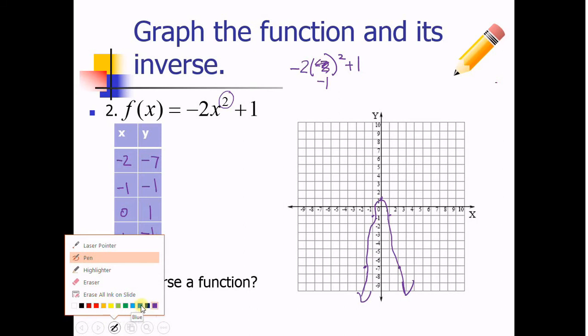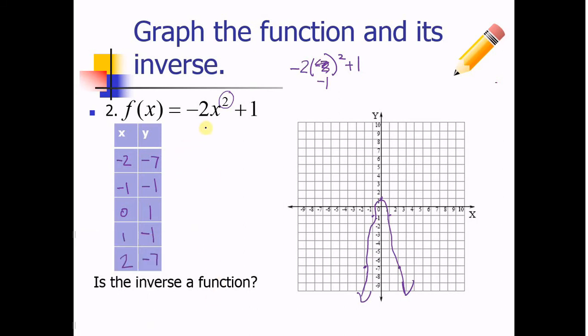Let's go dark blue this time. So now I need to do my inverse version. So, flip-flop my x and y's. -7, -2, -1, -1. It's like I didn't even flip it. 1, 0, -1, 1, -7, 2.